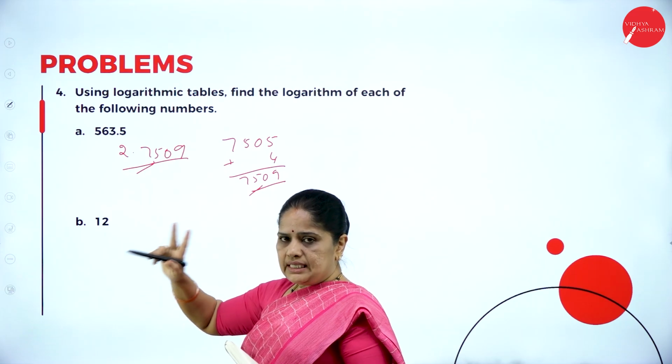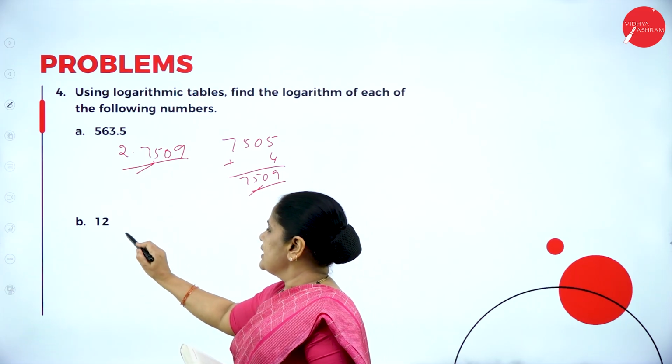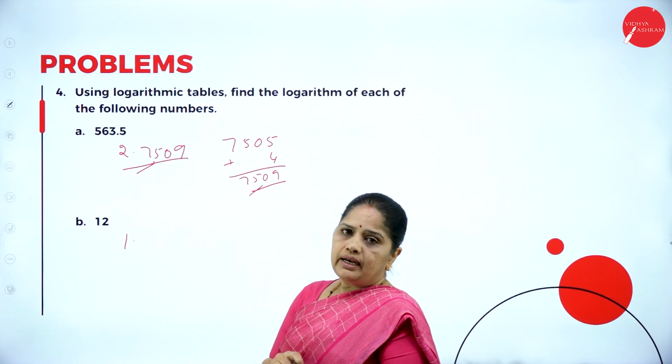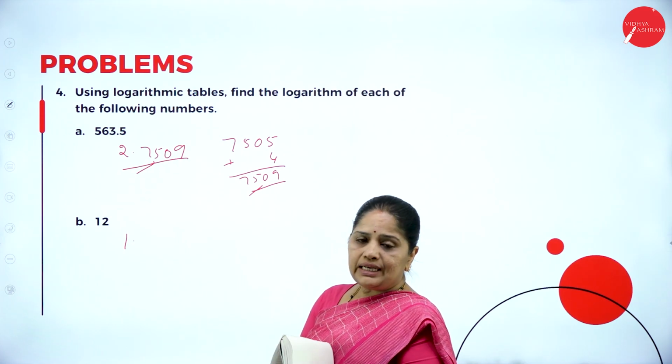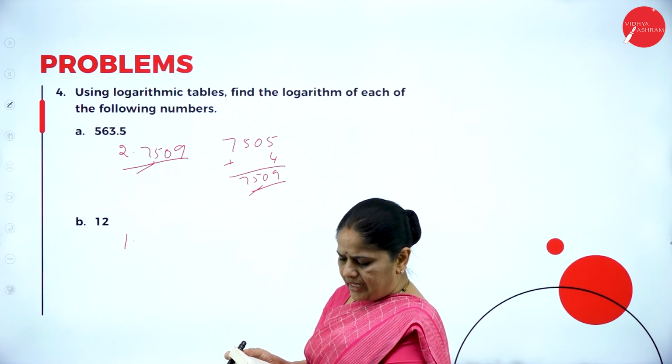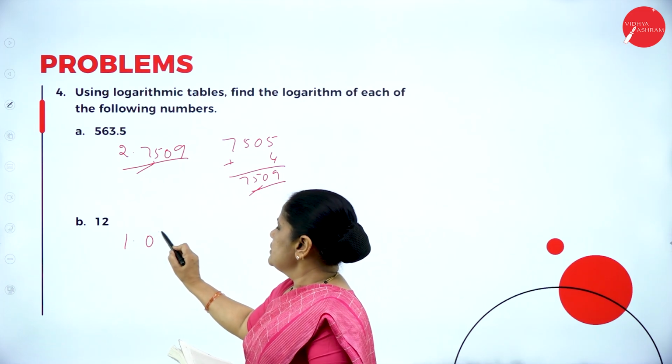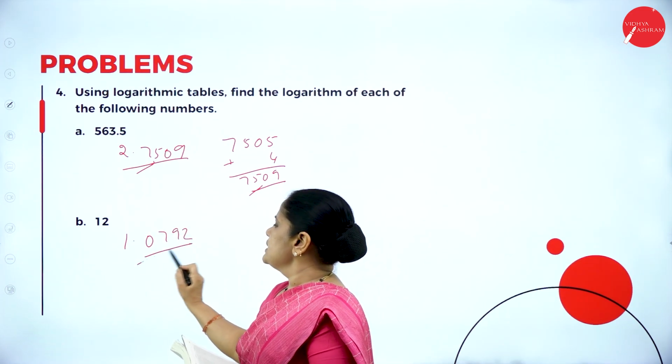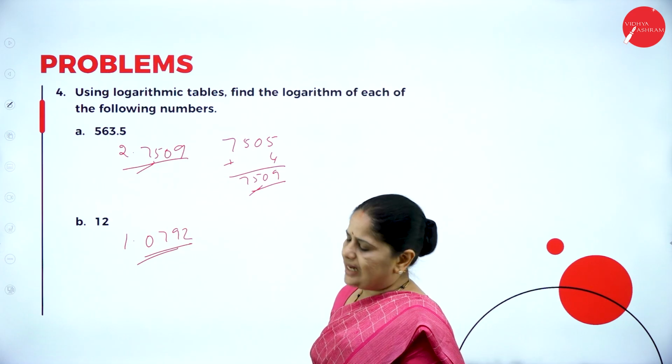Now suppose it is the log value of 12. So how many digits are there? 2 digits. 2 minus 1 is 1. 1 point. Now I will write the value given in the table. So if you can see here 12, 0792. So this is the log value of 12.